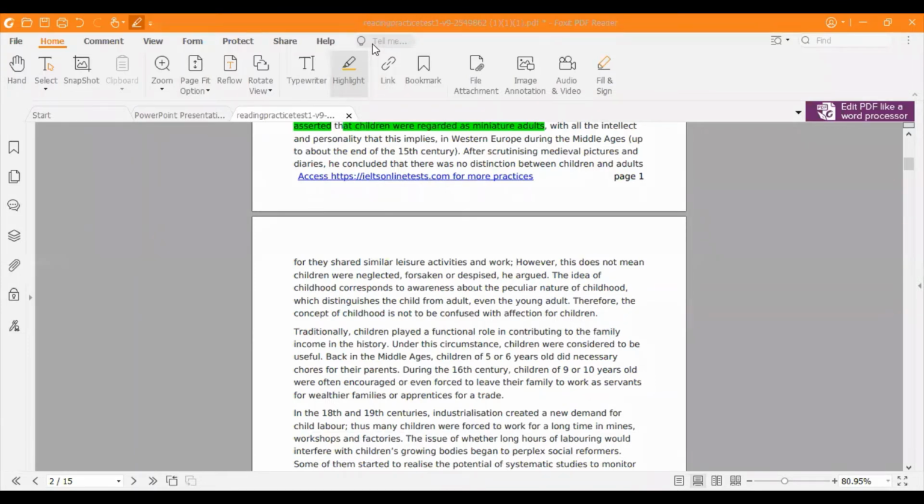You just raise your hands if you want to participate. Yeah, Wala. I think true. You think true? Just tell me, where is the part? Here in this line. When he says, however, this does not mean children neglected. Okay. So I think it was unloved.